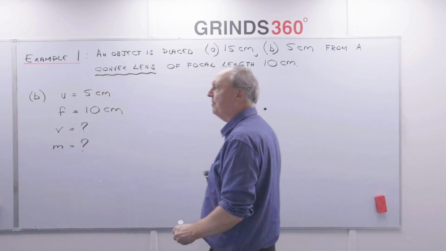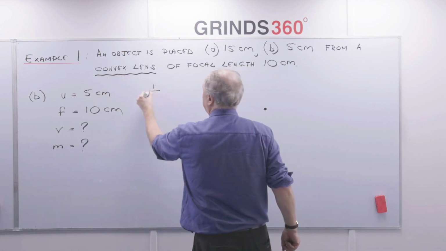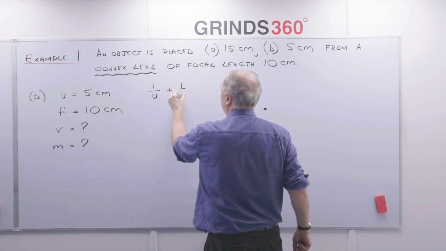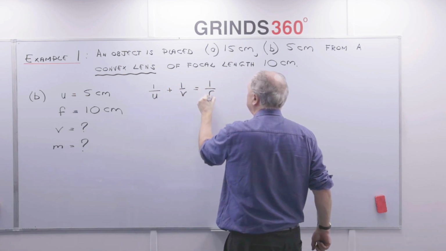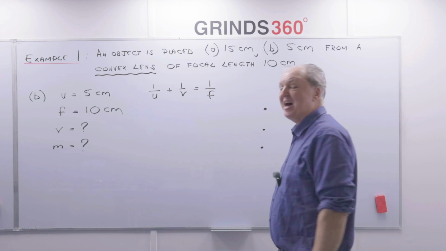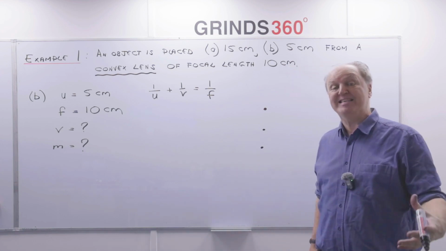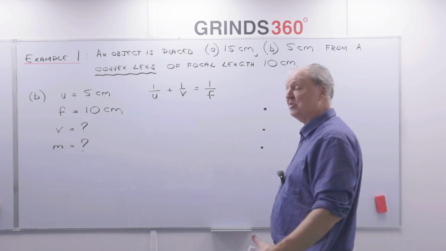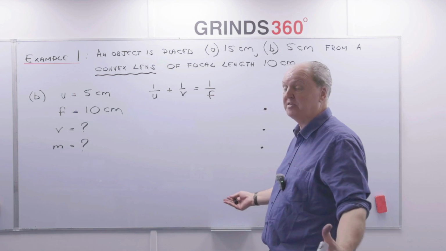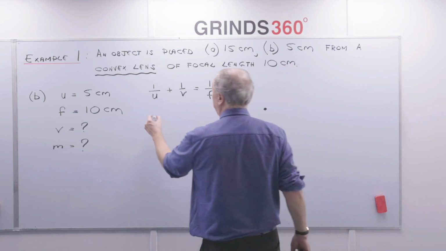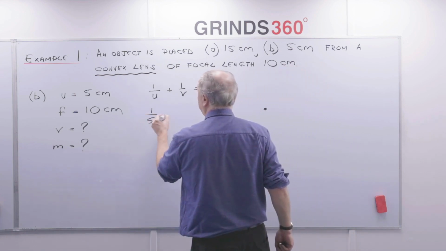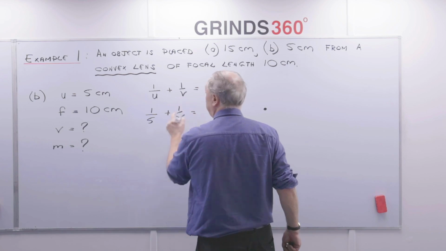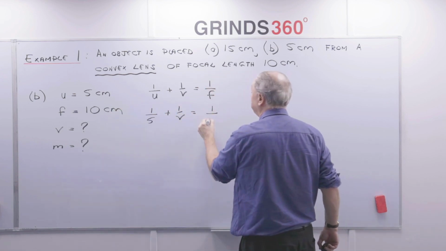So let me write down my lens formula. 1 over U plus 1 over V equals 1 over F. Always do that in the exam because they'll give you 3 marks for writing down the relevant formula. And you're just copying it out of your table book. That's great. Replace my letters by numbers. 1 over 5 plus 1 over V equals 1 over 10.